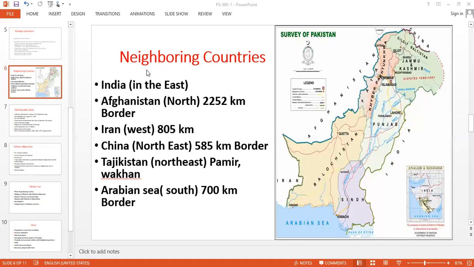Well, now the neighboring countries. One of the first neighboring countries is India. It is situated in the east. Before partition, Pakistan and India, Bangladesh, and some other regions used to be under one sole government, the British Raj or the British government. But in 1947, the demand for a separate homeland for the Muslims of the subcontinent was accepted, and luckily this country came into being.